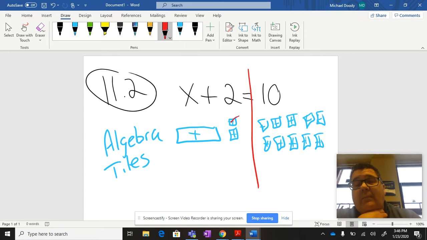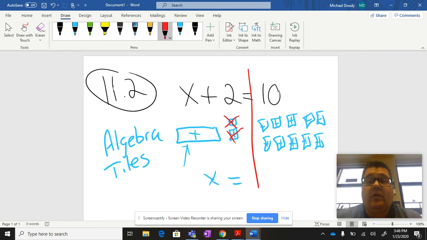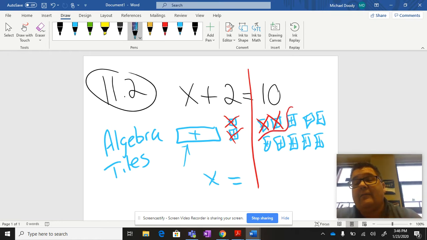So how do I get x by itself? I'm going to go ahead and remove these 2 tiles. So you can see x is now by itself over here. X is now by itself. So x equals, I got rid of those 2 tiles. Now here's the key. Whatever I do to the left side, I have to do to the right side. So I'm going to go ahead and get rid of these 2 tiles because x is by itself. Now the key is whatever I have left, that's my answer.